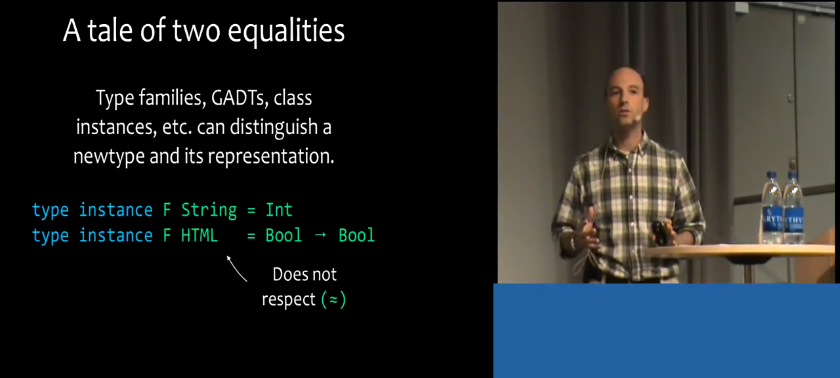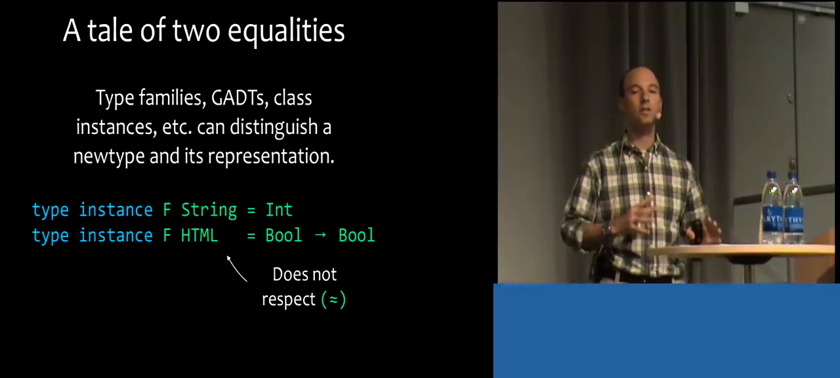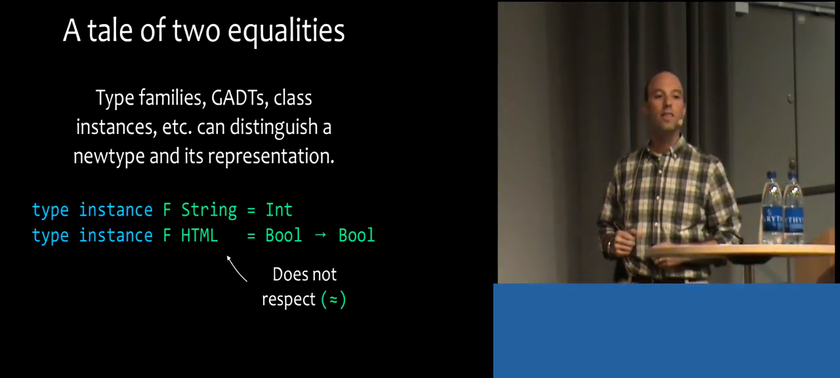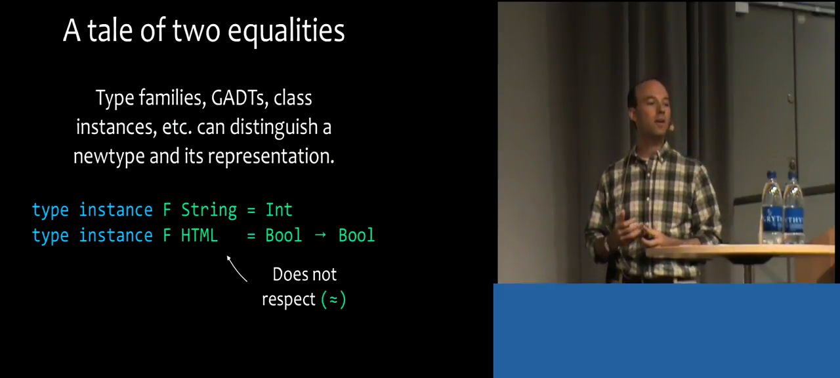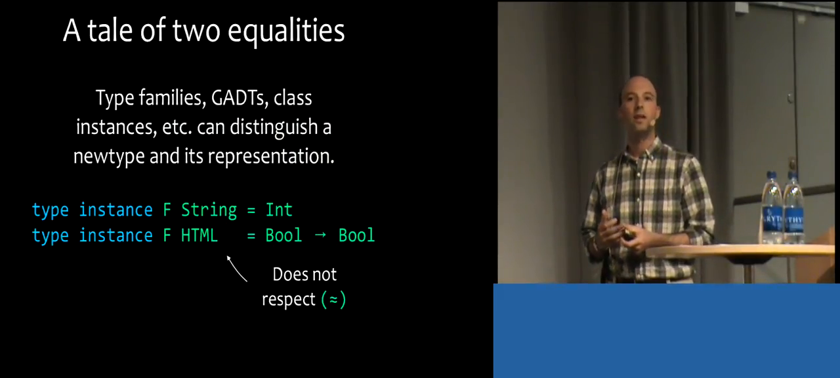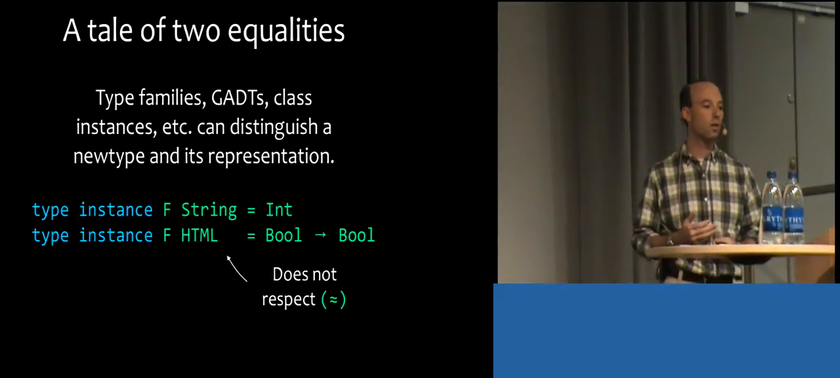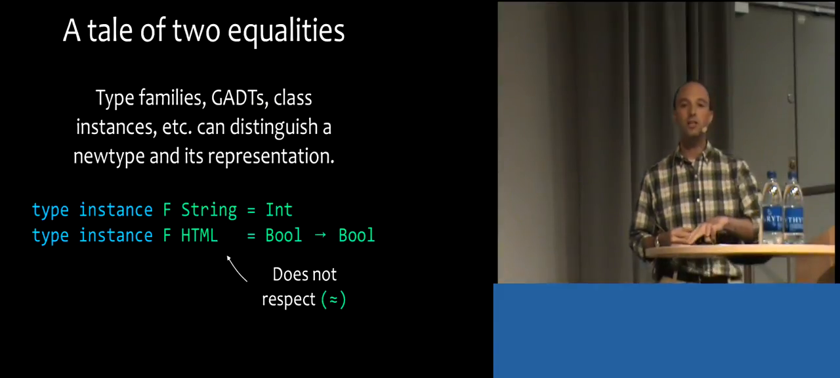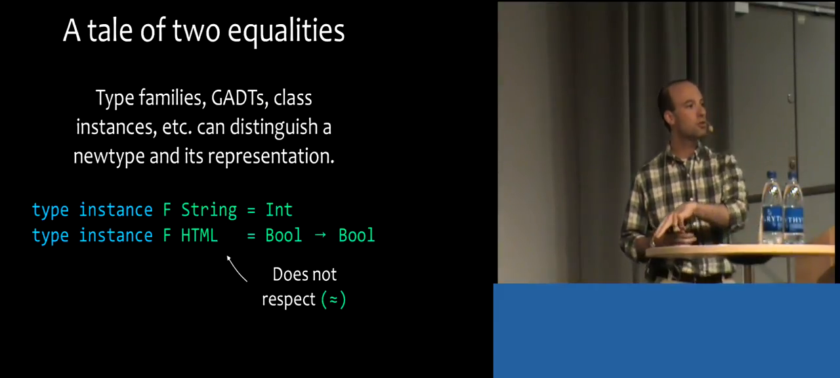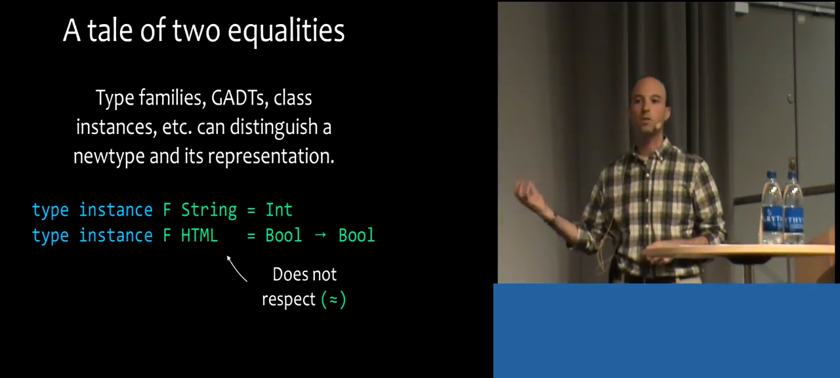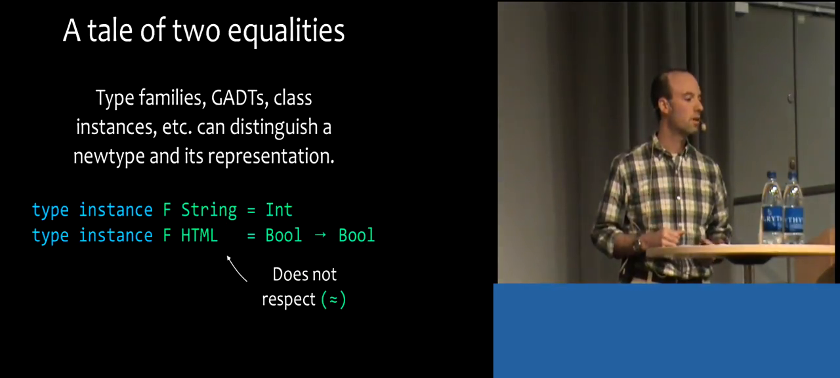All of the type system features that we use in Haskell actually work over nominal equality, except for this one new one. Here we have this type family F, and the type family F can discern the difference between string and HTML, and in fact doesn't respect the representational equality. It takes two representationally equal things and maps them to two things that are definitely not representationally equal. And this is sort of the source of the disaster.